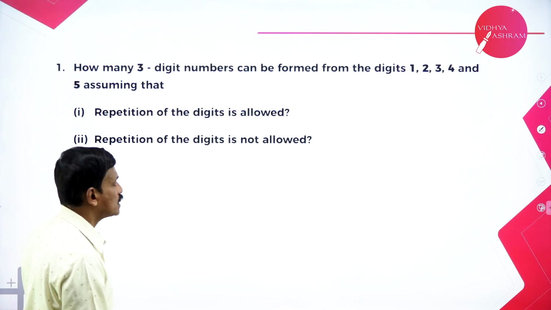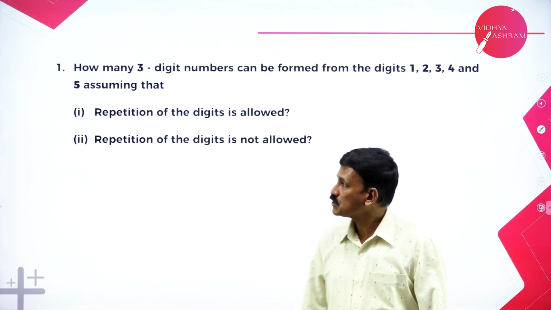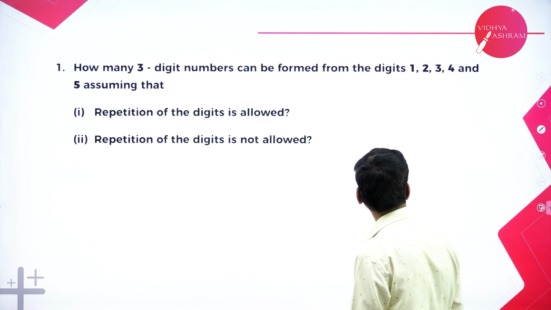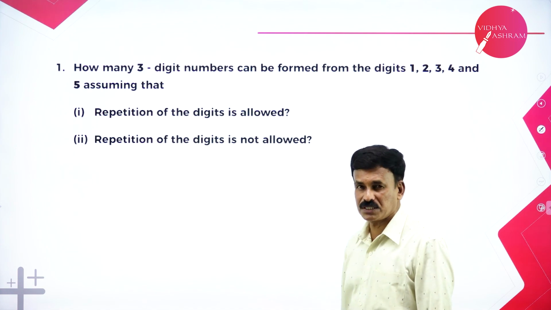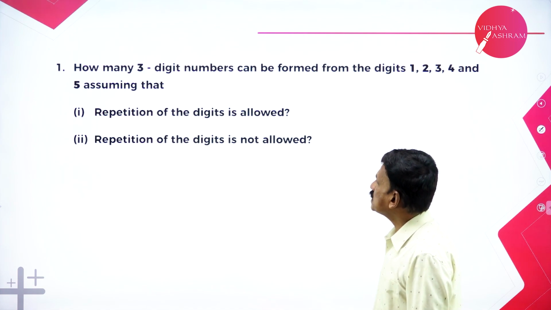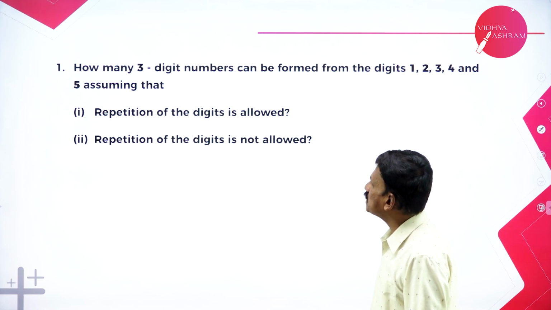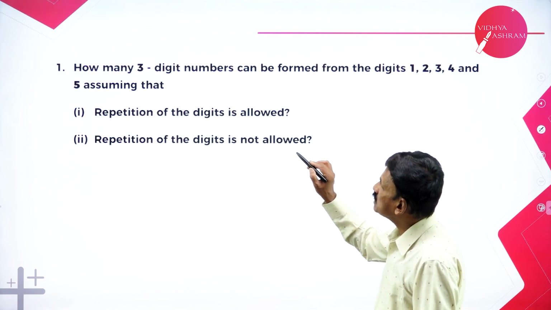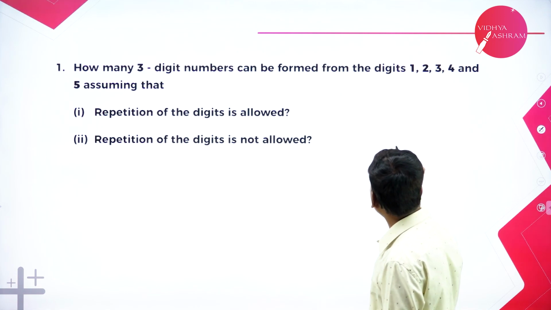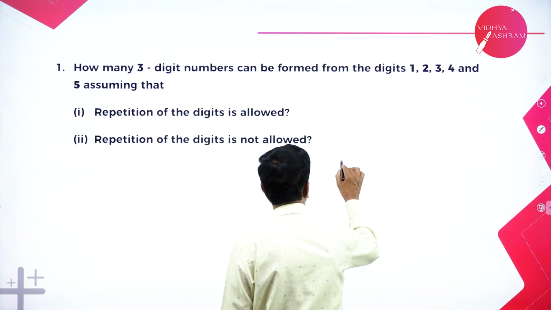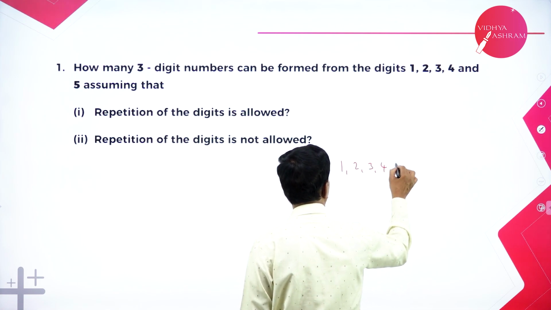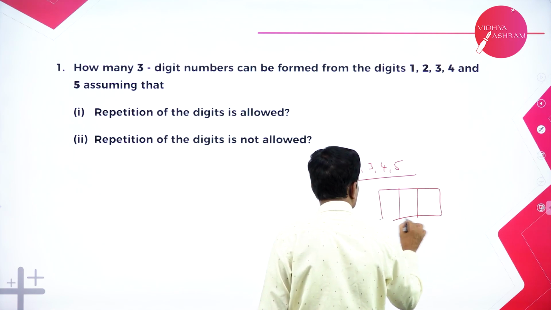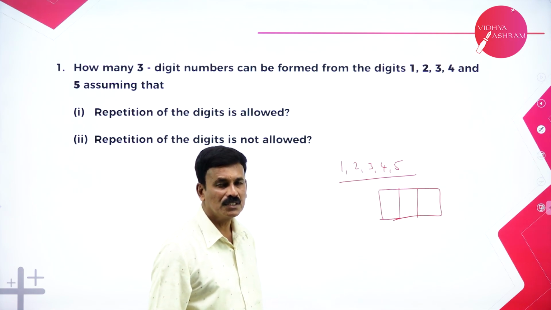Now based on this, let us take a problem. How many 3-digit numbers can be formed from the digits 1, 2, 3, 4 and 5, assuming the conditions: repetition of the digit is allowed, and repetition of the digit is not allowed? So we have to form 3-digit numbers from the digits given: 1, 2, 3, 4 and 5. From this we are going to form a 3-digit number.